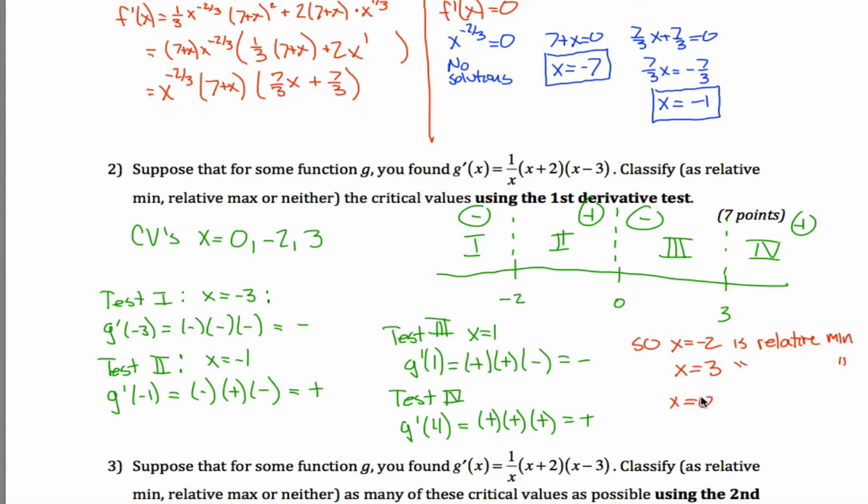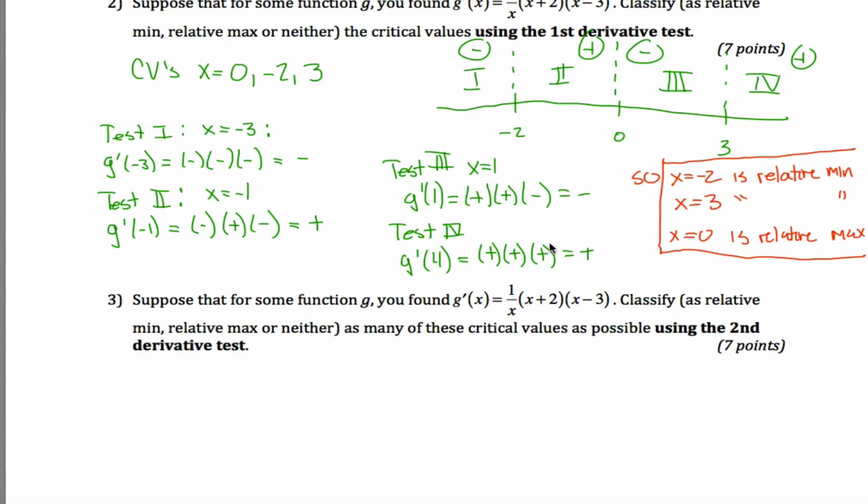However, at x equals 0, my first derivative used to be positive, it was going up, and then it turns around and starts coming back down. So it has this shape, it's got a local maximum, or a relative max, whichever word you want to use. I guess I said relative max up here. So what I get for my answers is this stuff.